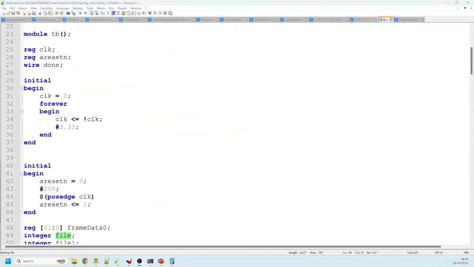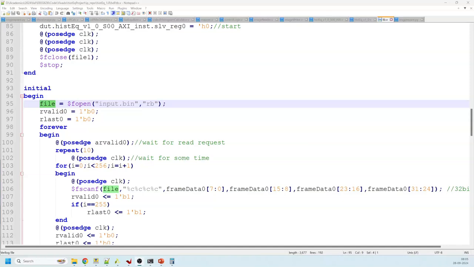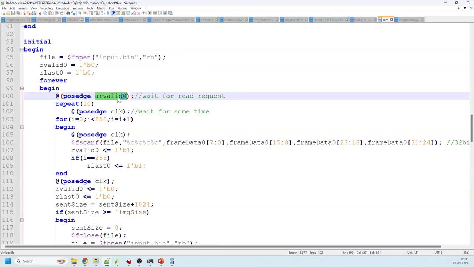This is a small testbench module which is used for evaluating the IP. Basically, the testbench opens an input file in binary format. So the image that we want to test, we need to convert it into a raw binary image. I'll be using a small OpenCV script to do that. We'll see that later. It opens that binary file, and whenever it gets a read request from our IP, it sends a burst of 256, and each beat contains 4 bytes because it is matching our hardware.